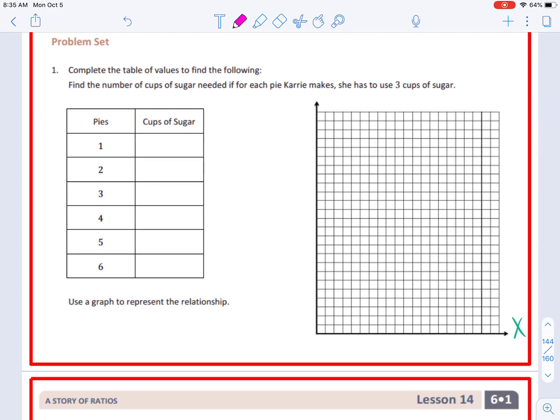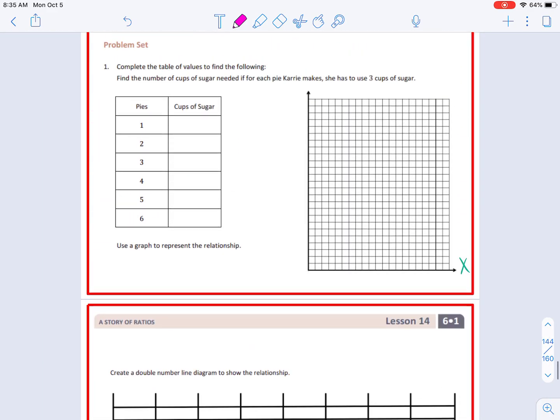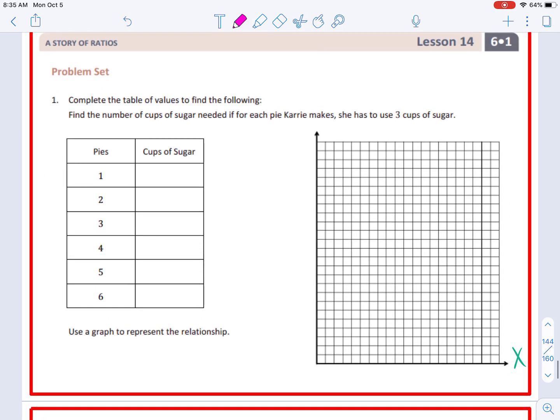All right, guys, you're going to get a problem set that looks like this. It says complete the tables of values to find the following. Find the number of cups of sugar needed if for each pie Carrie makes, she has to use 3 cups of sugar. The ratio here is obviously 1 to 3. You're going to complete your table, and then you're going to label your graph. Remember, X is going to be pies, Y is going to be cups of sugar. Make sure you label these correctly.